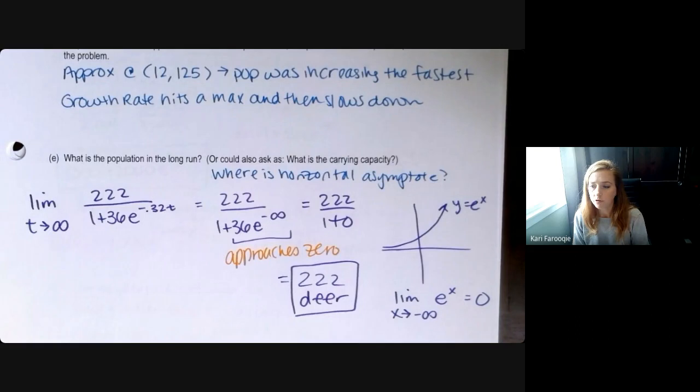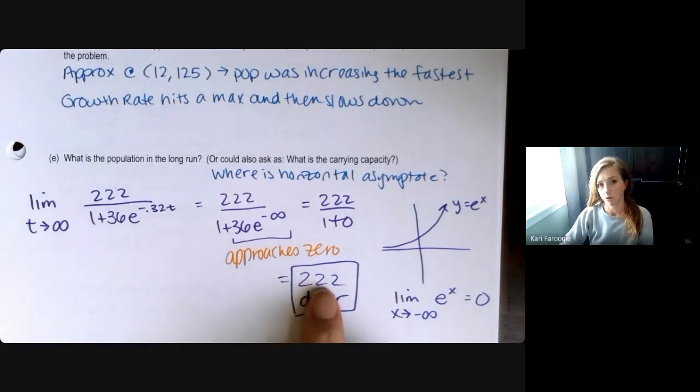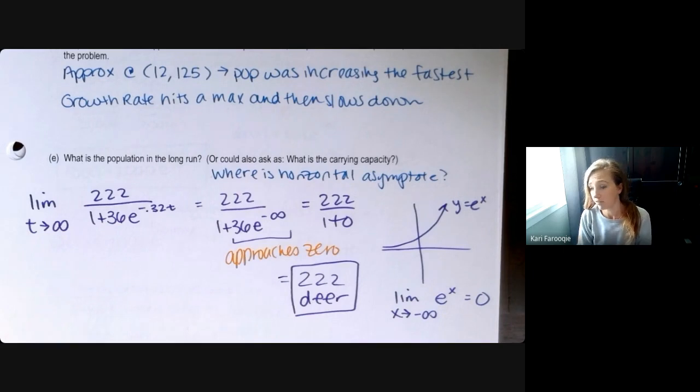This will work for any of these logistic growth problems because you've got the same setup in each case. You're focusing on what value the numerator is going to head to as the denominator approaches 1 plus 0. But yes, the population in the long run is about, remember this is the value you found for A, about 222 deer. It can't possibly house any more.